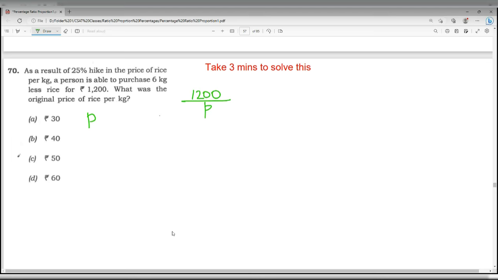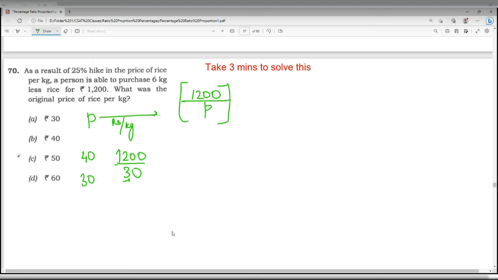So for example, each kg of rice is, let's say, 30 rupees. And in 1,200, he can buy 1,200 by 30. This is what I've done here. This is per kg amount, and in 1200 you can divide 1200 by 30. So if it is P rupees per kg, the total kgs that he could have bought earlier was 1200 by P.